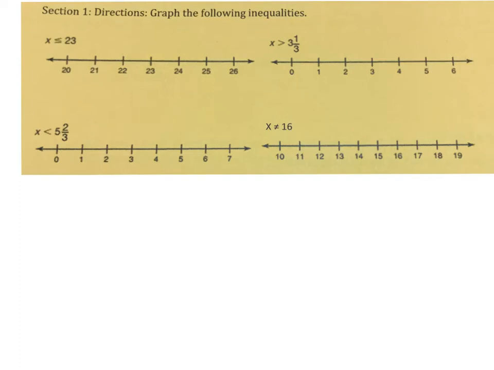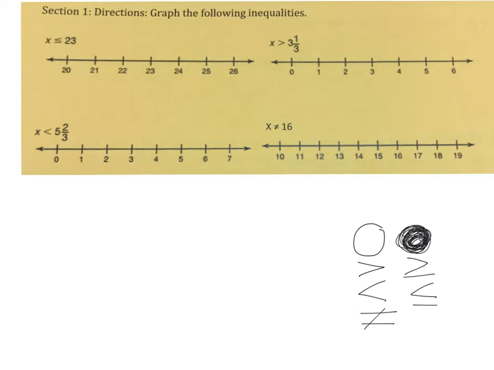For section 1, we're going to graph the following inequalities. But first, let's go ahead and review an open circle and a closed circle. So if the circle is open on the graph, we are going to be looking at the inequality symbols greater than, less than, or not equal to. If you have a closed circle, it's because you have the inequality symbols greater than or equal to, less than or equal to.